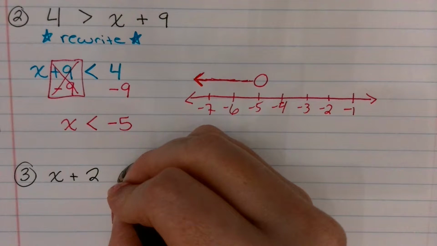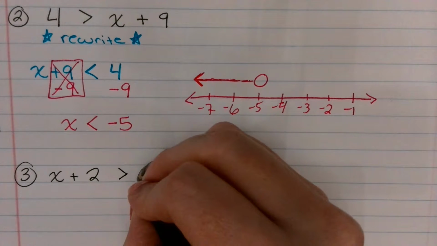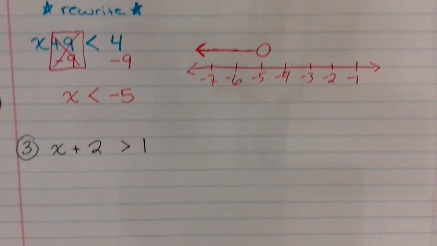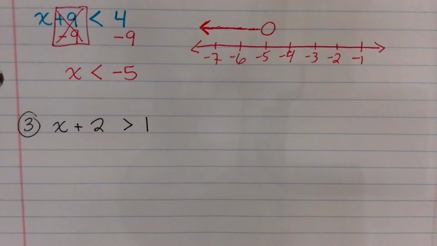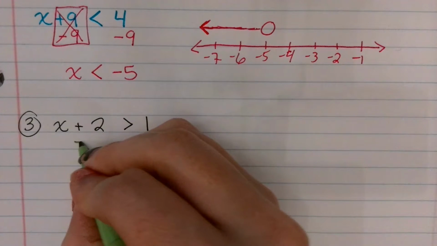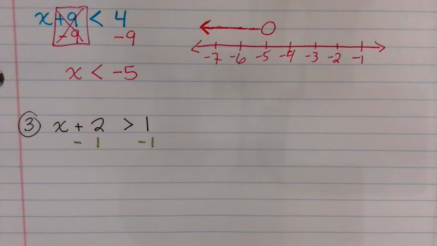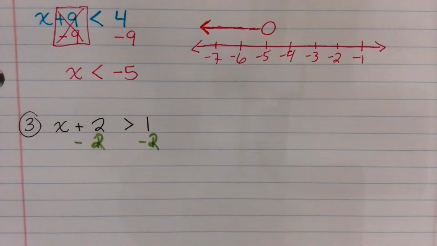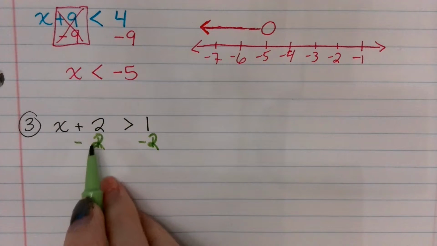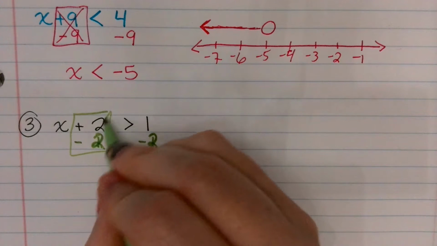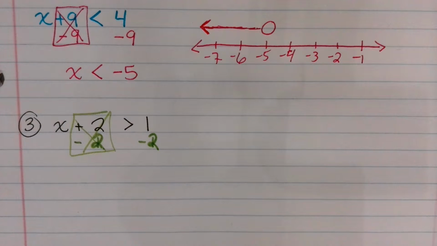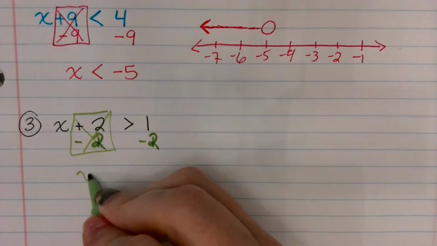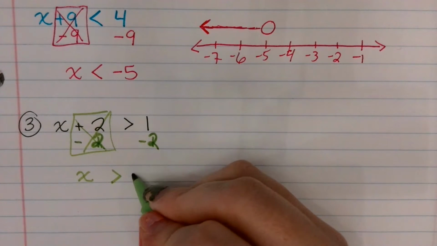We have x plus 2 is greater than 1. X plus 2 is greater than 1. Our inverse operation is going to be to subtract. So we're going to subtract a 1 from both sides. Or sorry, not a 1. Subtract a 2 from both sides. Opposite of plus 2 is to subtract 2. We want to get x by itself, so we're going to subtract 2 from both sides. That's going to give us x is greater than negative 1.